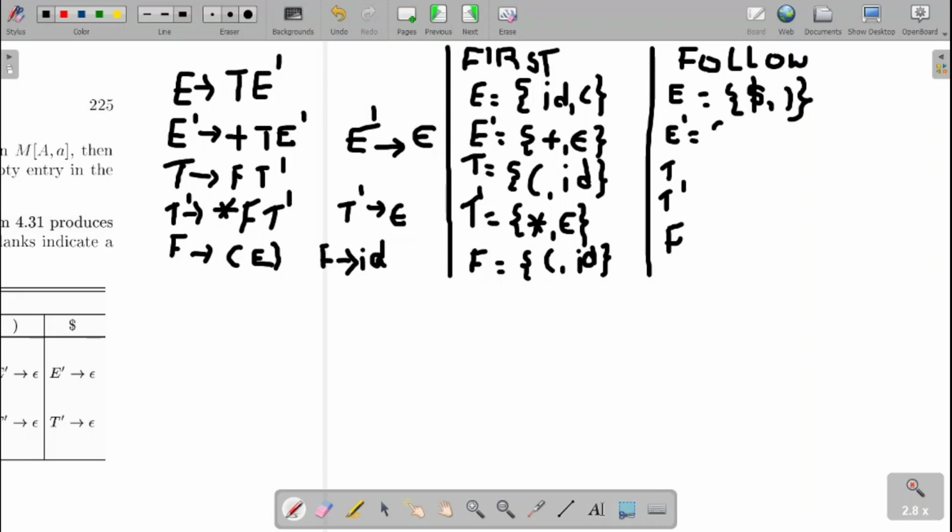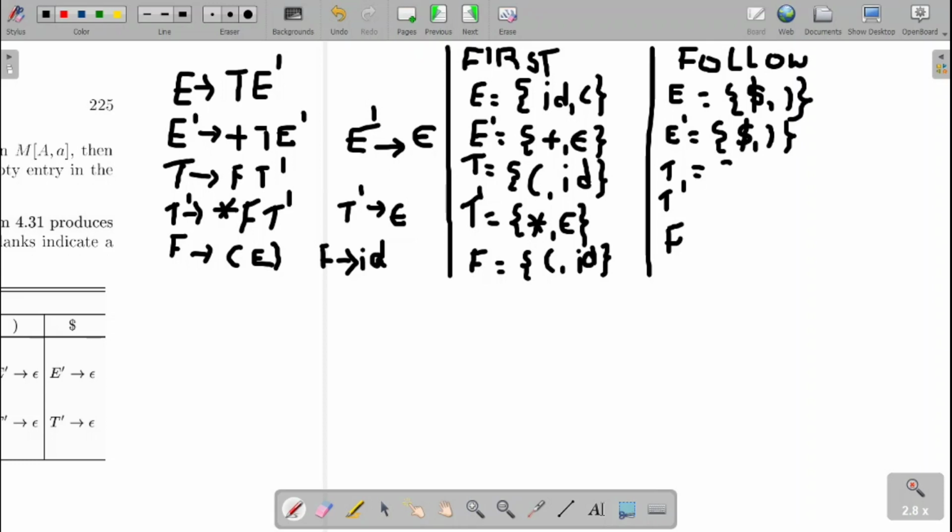Follow of E dash. Search E dash on the right side. One is here, and since nothing is next to it, we take the follow of E. What is the follow of E? Dollar and the close parenthesis. Search where E dash is again. Here again it is the follow of E dash, the same thing. Nowhere else. So follow of E dash is dollar and the close parenthesis.